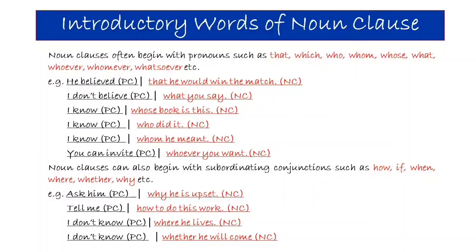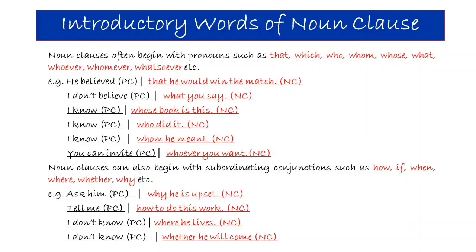I know whose book is this. Whose book is this is the noun clause. I know who did it. Who did it is the noun clause. I know whom he meant. Whom he meant is the noun clause. You can invite whoever you want. Whoever you want is the noun clause.